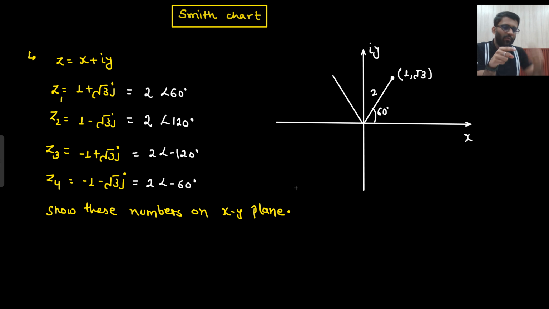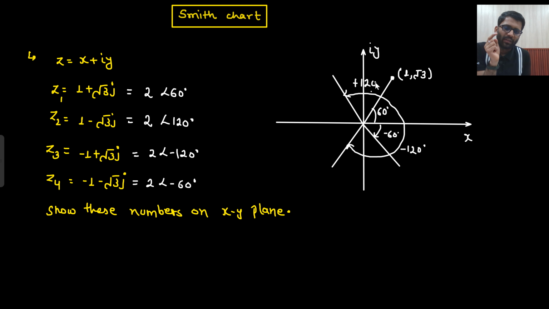Then for an angle of minus 120, that means with the x axis you will make an angle of 120 but in clockwise direction. So this will be the point, and then in clockwise direction you will make an angle of 60 degree. This will be the point. This angle is minus 60 and this angle is minus 120, and this angle is plus 120 degree. Is that clear? This is how we can show these points. I am just calling these numbers Z1, Z2, Z3, Z4.